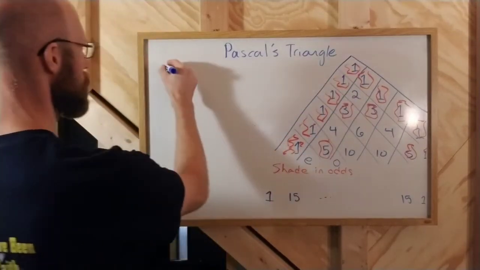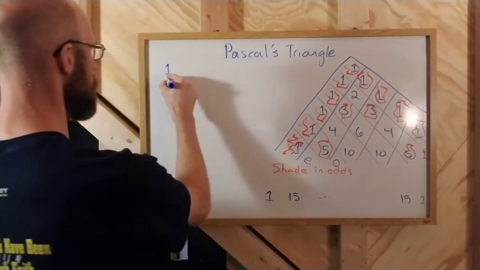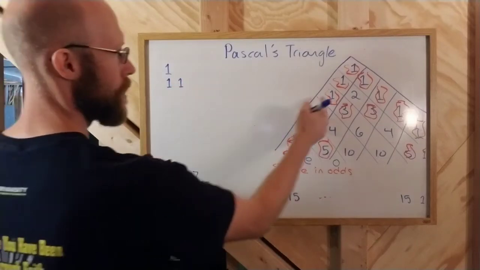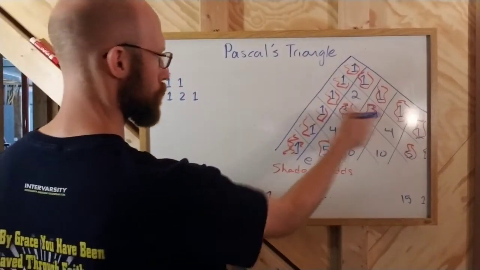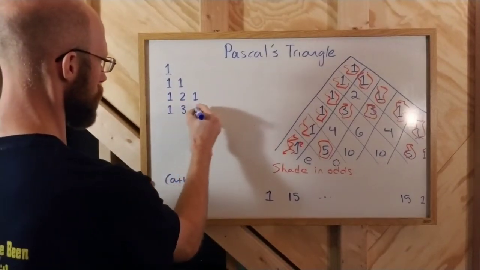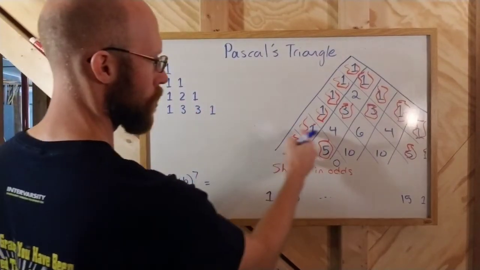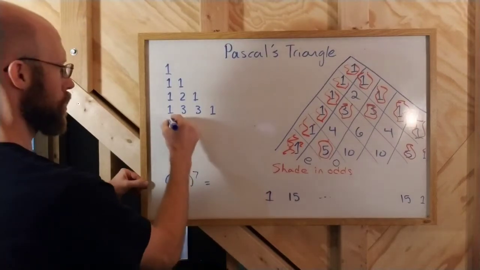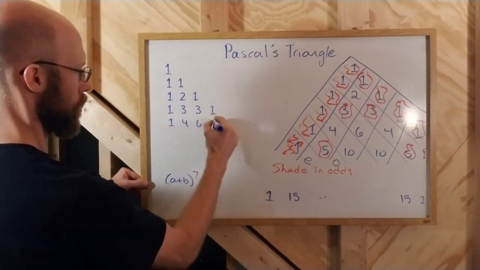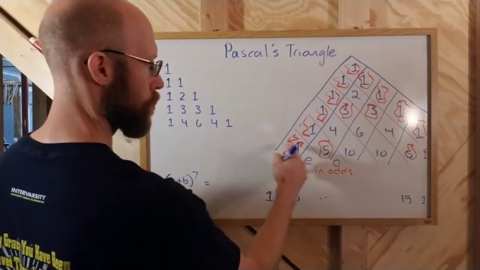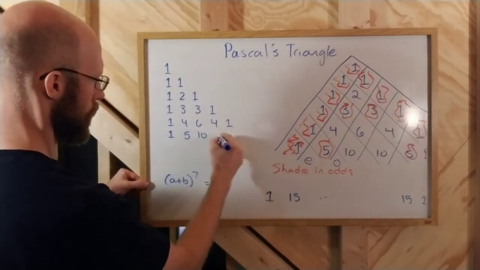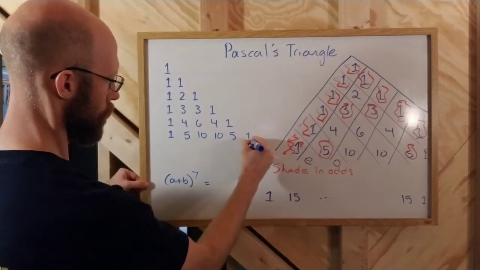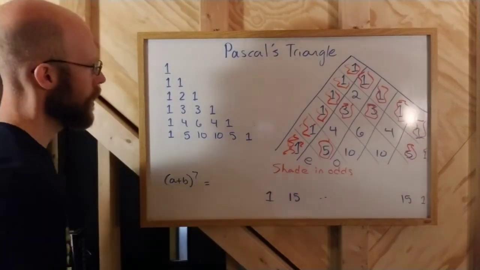Okay, left aligning it. Here we go. So the first one is a 1, then it goes 1, 1. So I'm going to left align 1, 2, 1, then 1, 3, 3, 1, then 1, 4, 6, 4, 1, then 1, 5, 10, 10, 5, 1.